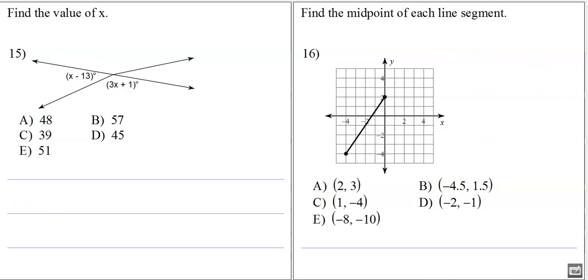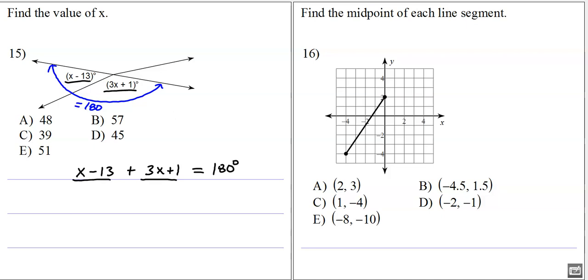Number 15. These two are just like a couple questions ago, where together they form a straight line. So I know they have to add up to 180 degrees. If you want to do it horizontally, you could do it this way: x minus 13 added to 3x plus 1. So basically this angle plus this angle equals 180 degrees. They form a linear pair. I combine like terms on the left: x plus 3x is 4x, and minus 13 and a positive 1 come out to minus 12.